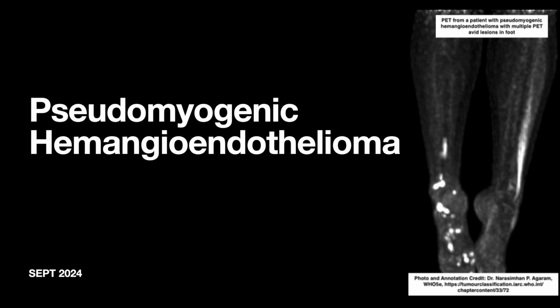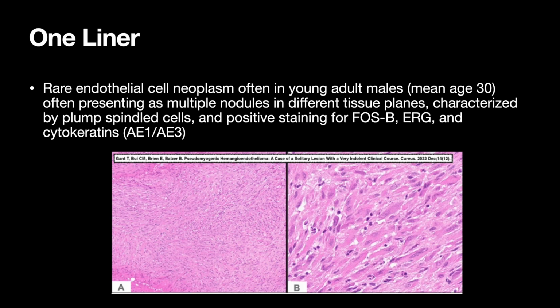Today we're going to talk about pseudomyogenic hemangioendothelioma. On your right, you have a PET scan that shows PET avid lesions, which turn out to be a pseudomyogenic hemangioendothelioma. A one-liner is it's a rare endothelial cell neoplasm, often in young adult males. Mean age is 30, often presenting as multiple nodules in different tissue planes, characterized by plump, spindled cells and positive staining for FosB, ERG, and cytokeratins.